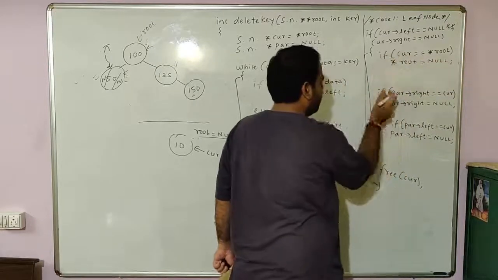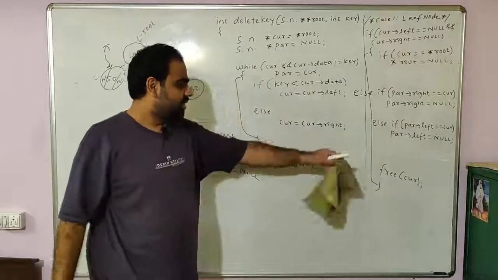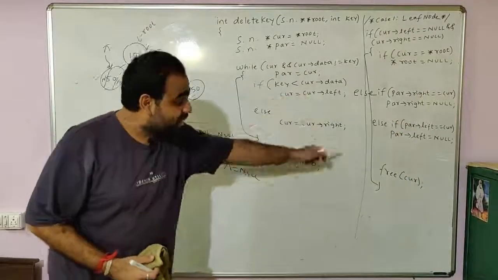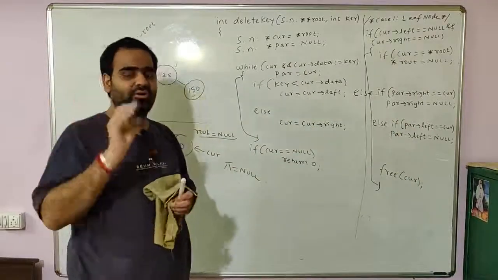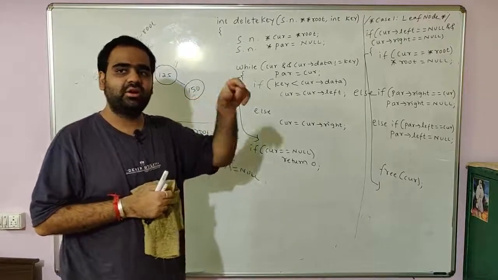Now, since this has executed, this should not be executed. We write else if over there, else if, and free current. This is case 1, deletion of a leaf node. I hope you have got this. Next, we will see the second case, deletion of the half node.